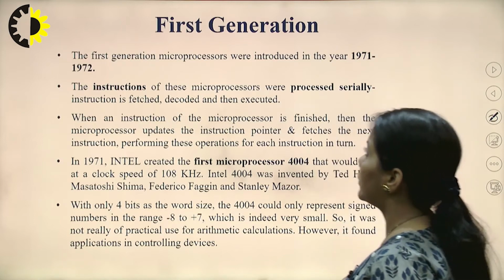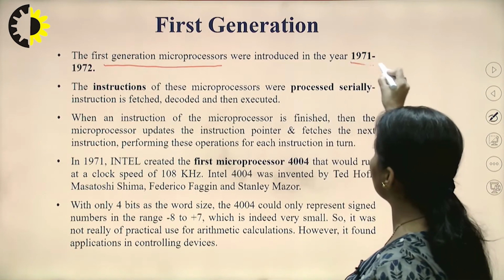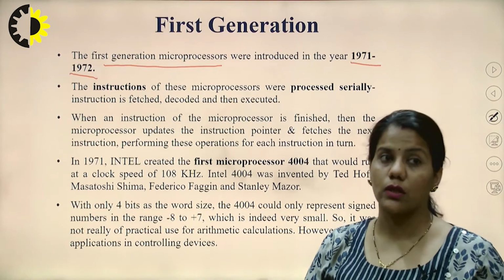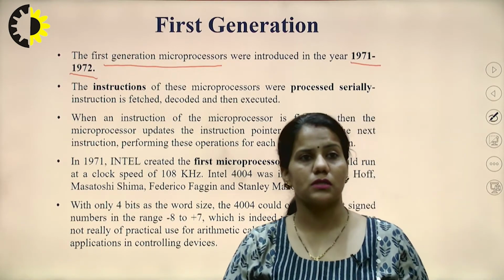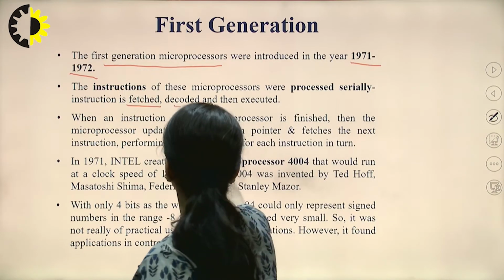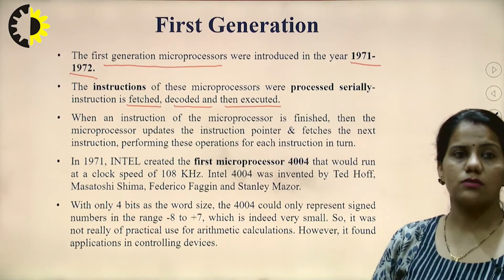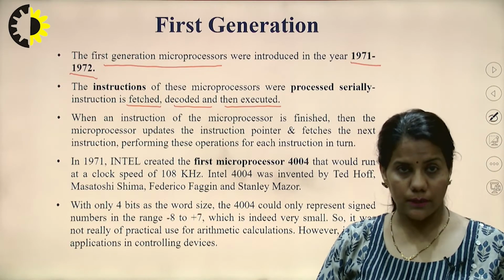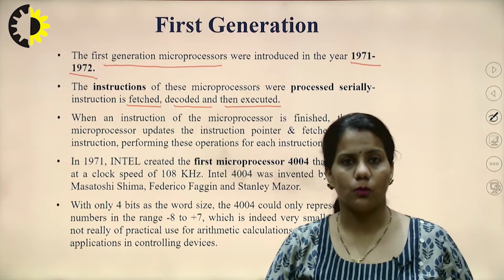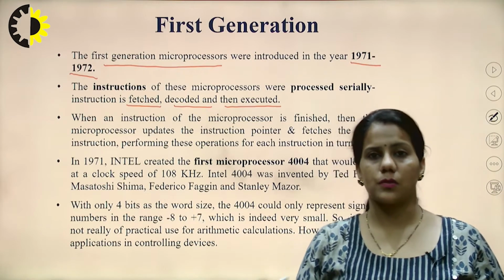When we talk about the first generation, the first generation microprocessors were introduced in the years 1971 to 72. This was the time frame when they were introduced. The instructions of these microprocessors were processed serially. An instruction is fetched, decoded and then executed. This is the special feature of this generation. The first instruction will be fetched from the memory, then decoded and finally executed. And the process repeats with the subsequent instructions.